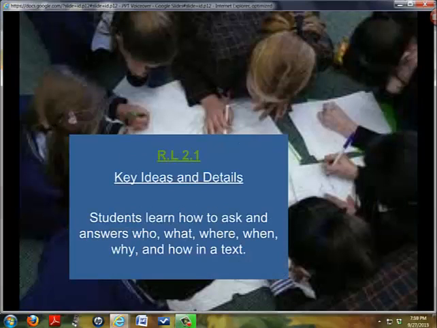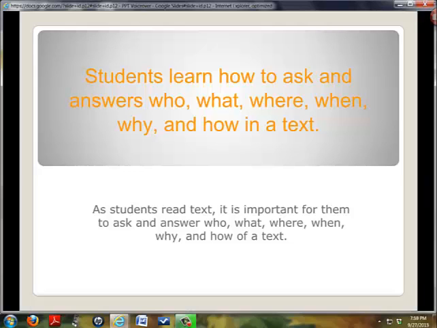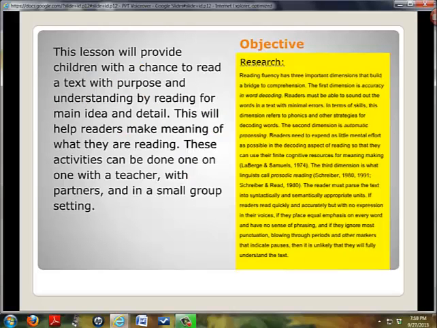Key ideas and details. Students learn how to ask and answer who, what, where, when, why, and how in a text. As students read text, it is important for them to ask and answer who, what, where, when, why, and how of a text. This will help aid them in a deeper understanding of what they are reading.